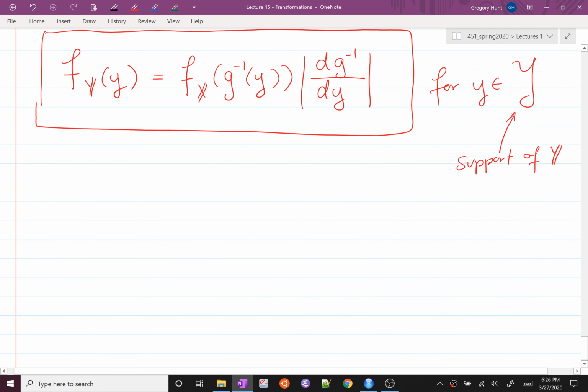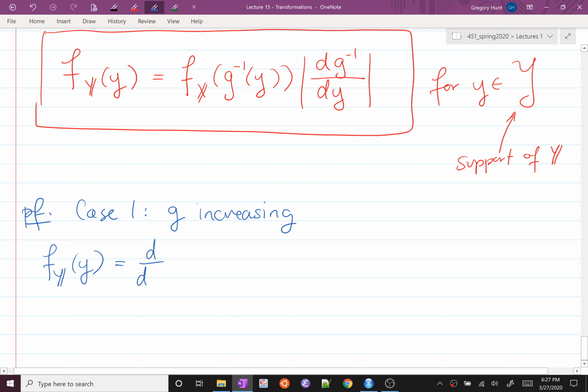So let's look at where this formula comes from. So let's look at a proof of this. So first case, again, we're going to look at where g is increasing. And if g is increasing, and I want my PDF of y at little y, so this is f_Y at little y, I know that I could take a derivative of the CDF of y, right? So I could say, well, what's the CDF? CDF of y, if I take a derivative, I get the PDF, right? That's our known relationship for any random variable, and so it's true of y.